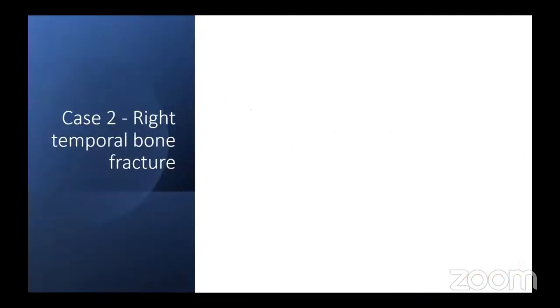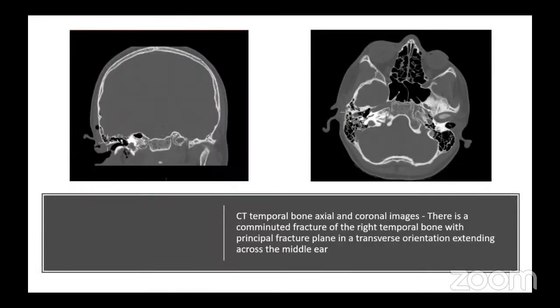A similar patient had a right temporal bone fracture after a fall. He had a CT temporal bone. These are coronal images, these are axial images. You could see the fracture line running along the roof of the ear canal, and it's a comminuted fracture with some opacification in the mastoid cells and antrum.